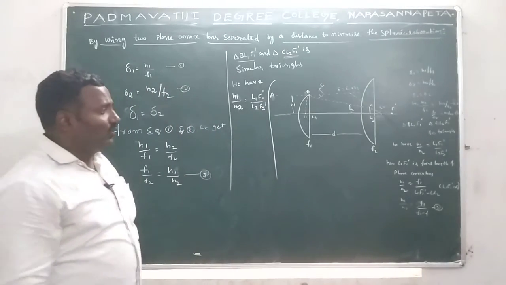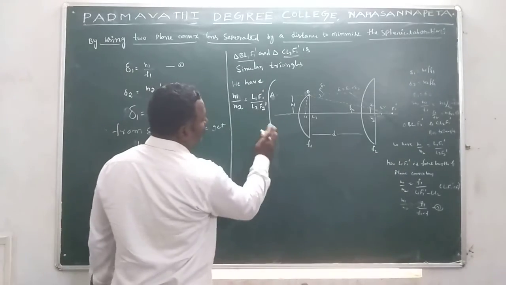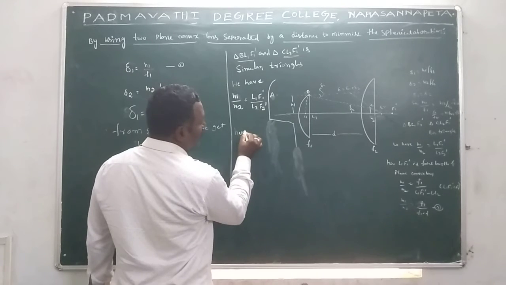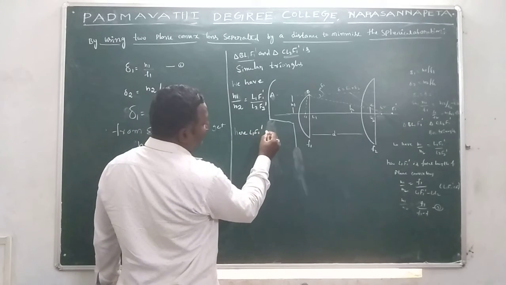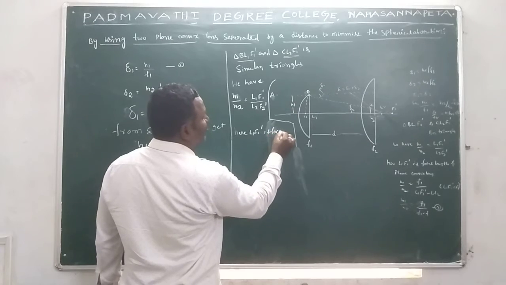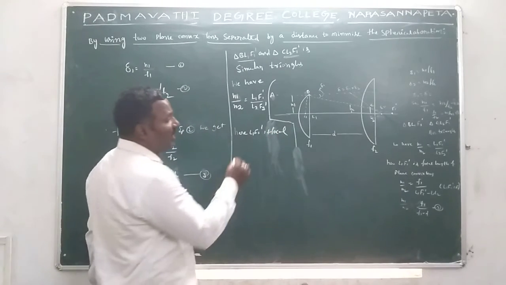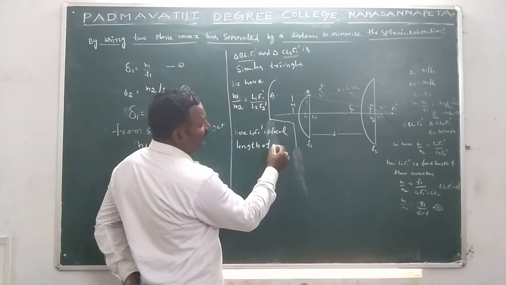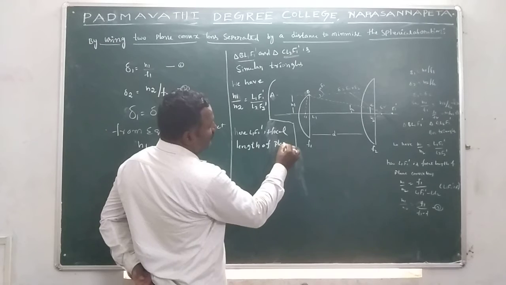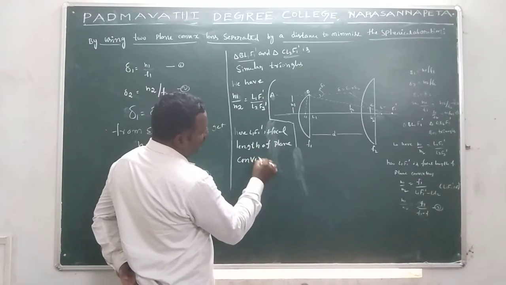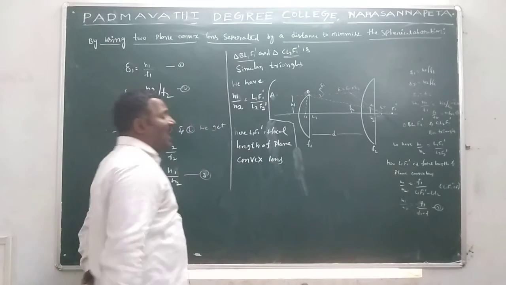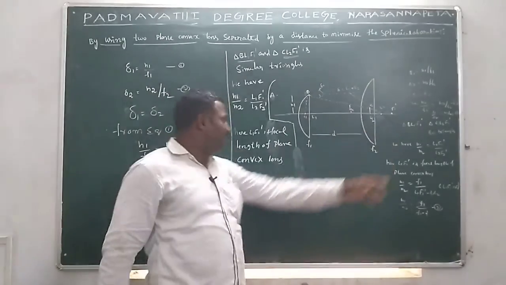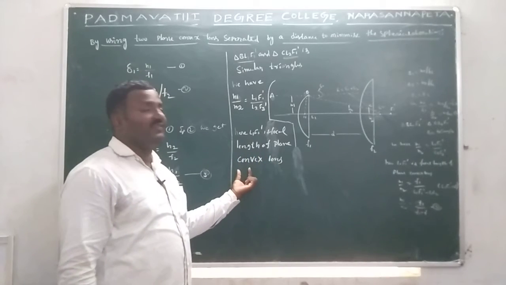Okay. Now here, L1 F1 dash is the focal length of the plano convex lens.